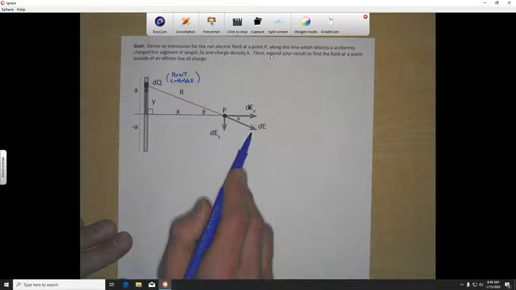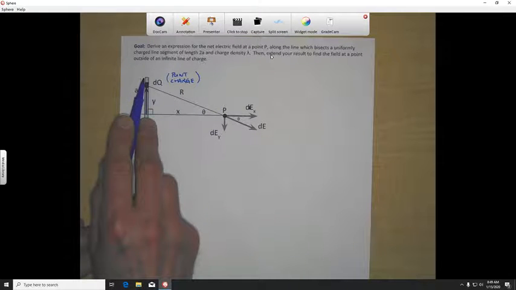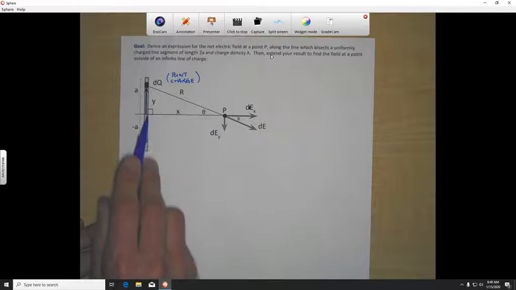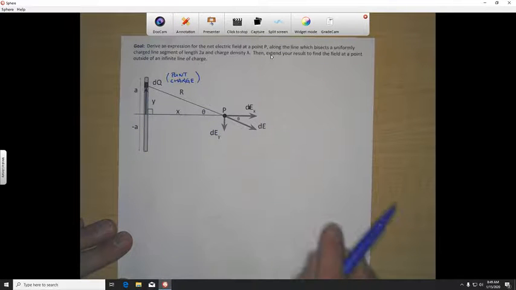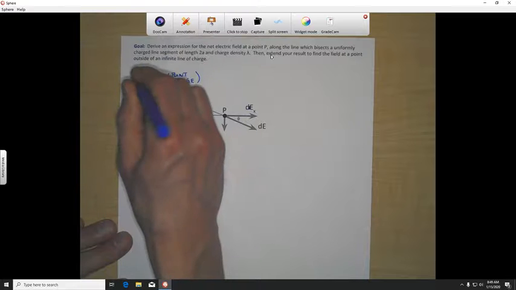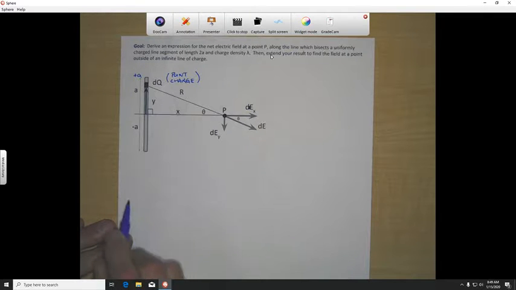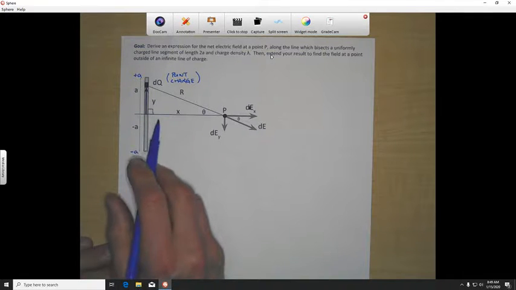Now, the calculus end of this is going to come in from basically letting dq start up at the top and move all the way down to the bottom, and we're going to add up all the electric field components from that. And so we're going to need this variable y. The variable y can range from plus a at the top all the way down to minus a at the bottom. And so that's going to be a variable that we're going to need to use in the derivation.